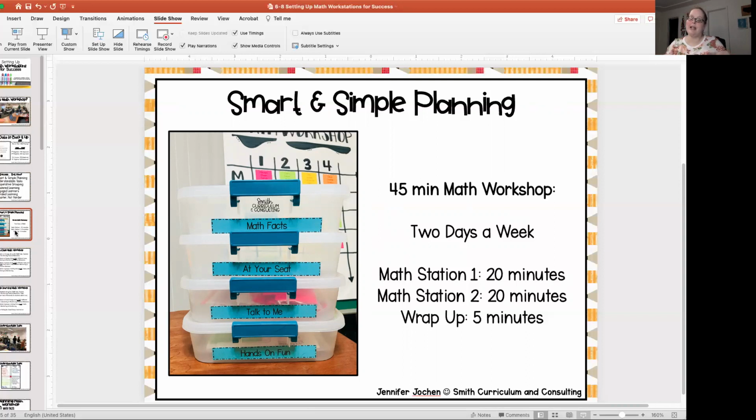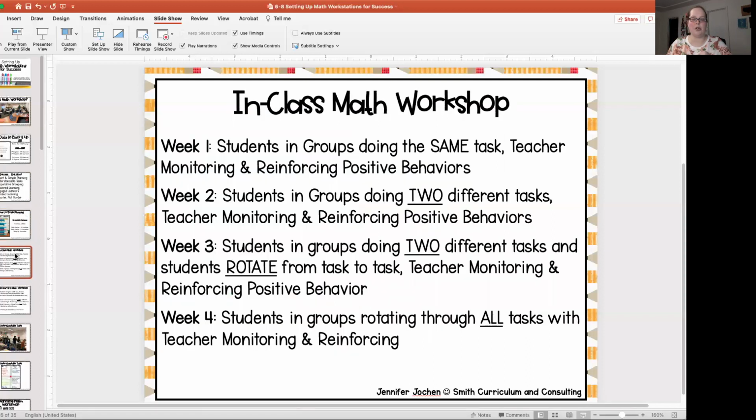You're instead going deeper in that smaller amount of time with a lot less students. So instead of 25 to 30 students that you're teaching, 4 to 6. And we all know that we can get a lot more accomplished with a lot fewer students in a lot less time. So that's a benefit of math workshop for sure. Well, let me show you how you can set up math workshop.